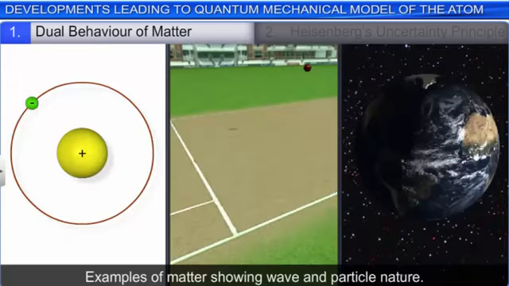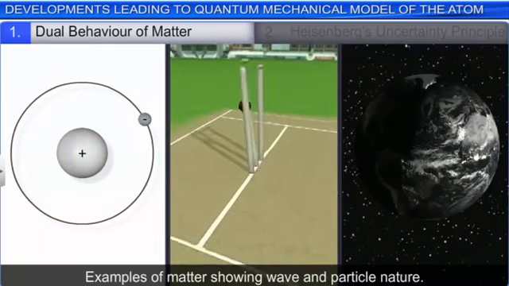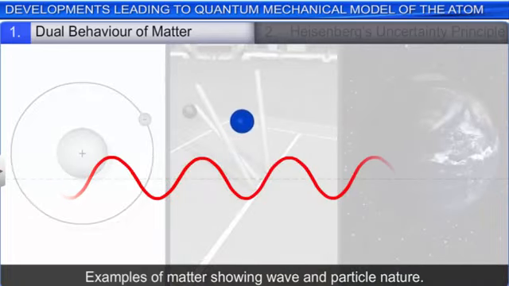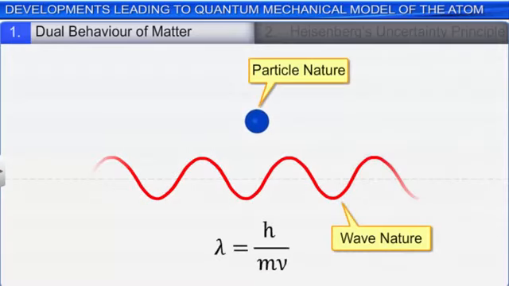His theory implied that just like photons, every moving object, be it an electron, a ball, or a planet, has a wave nature. He also gave the relation between wavelength and momentum of a material particle based on the energy equations of photons in their wave and particle forms.